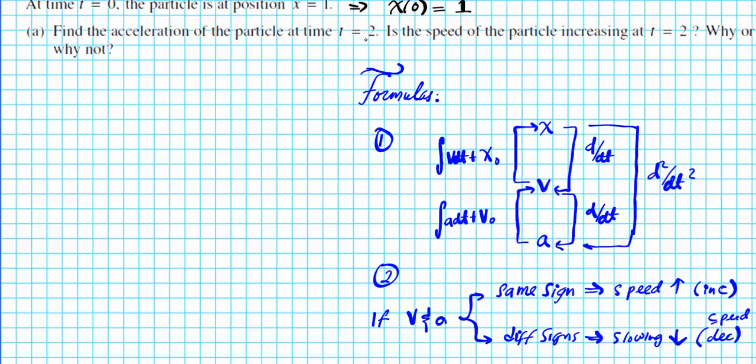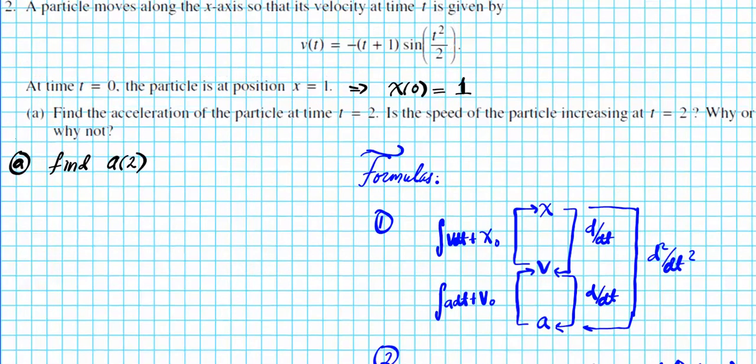Find the acceleration at t equals 2. So what we've been asked to find here is a of 2. What are we given? We are given the velocity. So the first question you want to ask yourself is, what is the connection between acceleration and velocity? You look at this continuum we have here, going from velocity down to acceleration. How do you connect them? By differentiating. Acceleration is the first derivative of velocity.